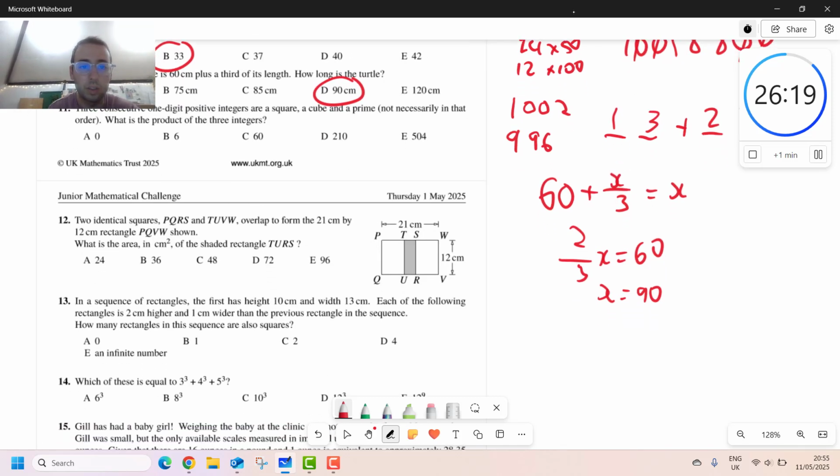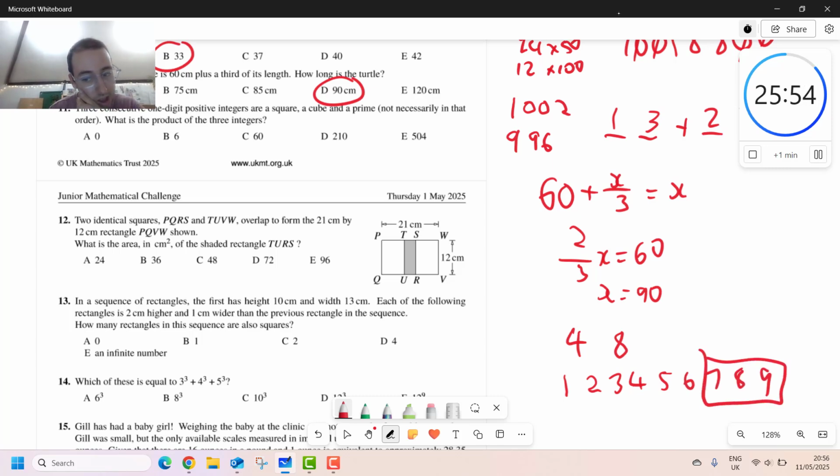The consecutive one-digit positive integers are a square, a cube, and a prime. A square. Cube. Yes, that's a cube. Wait, what am I doing here? A square, cube, and a prime. Those. And what's the product of them? What's 56 times 9? 560. 504.